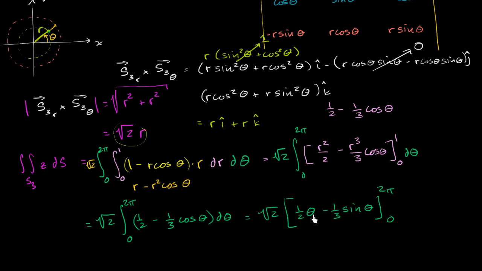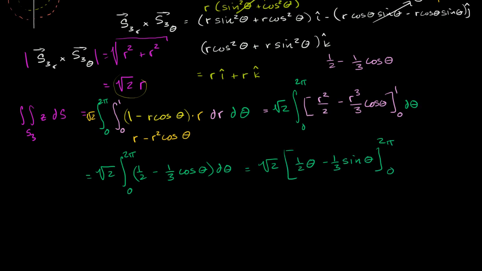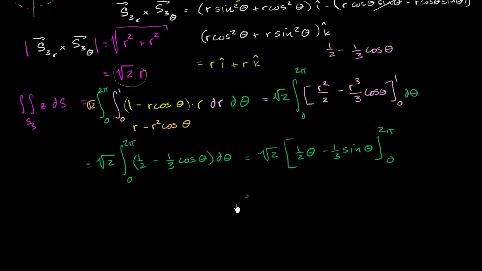When you evaluate these at 2 pi, let me just write it all out. It's the home stretch, I don't want to make a careless mistake. We have square root of 2 times, let's evaluate it at 2 pi. 1/2 times 2 pi is pi, minus 1/3 times sine of 2 pi. Well, that's just going to be 0. And when you evaluate it at 0, 1/2 times 0 is 0, sine of 0 is 0. So that all comes out to 0. So all of this business simplifies to pi.